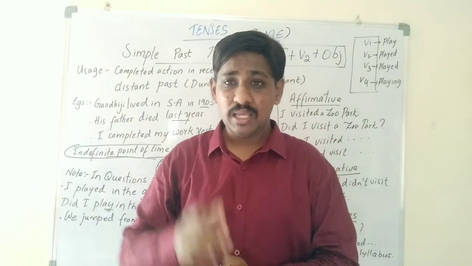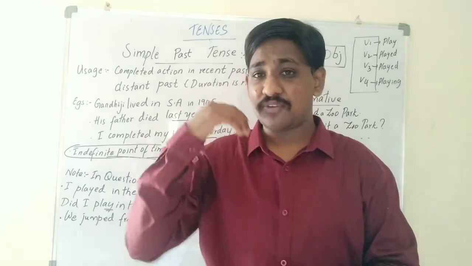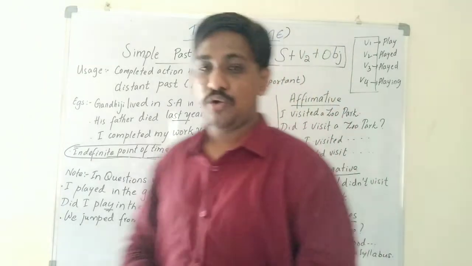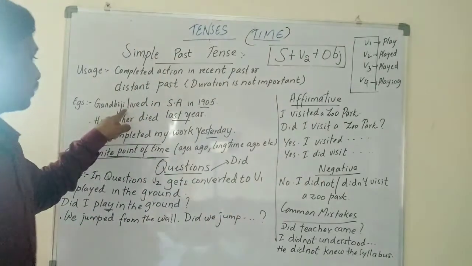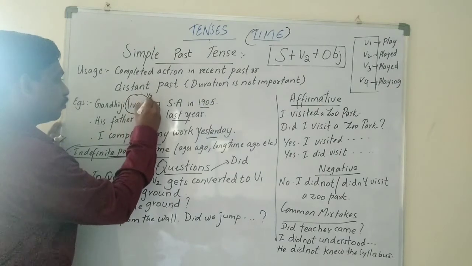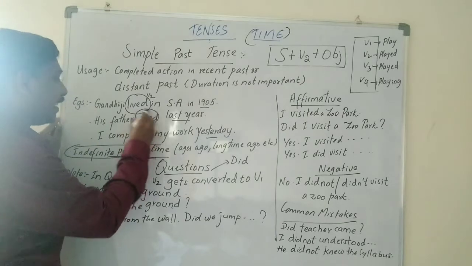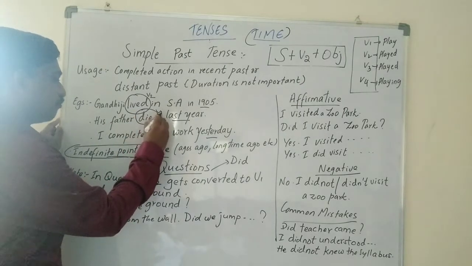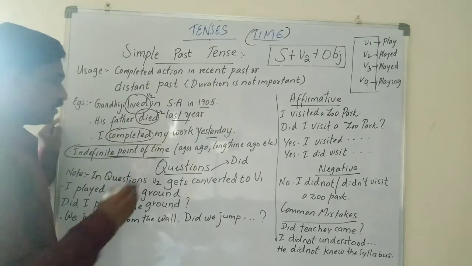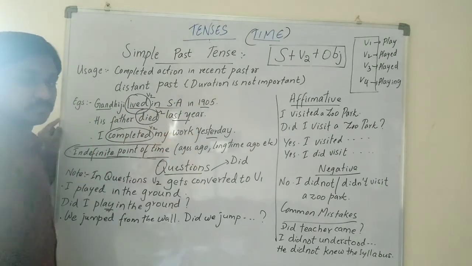Indefinite. So now let us see the sentences and how to form questions, how to make affirmative sentences and how to make negative sentences. So we have seen here examples. Gandhiji lived. So lived is V2. What is V1? Live. Died. So died is V2. Completed. So subject plus verb form plus object.